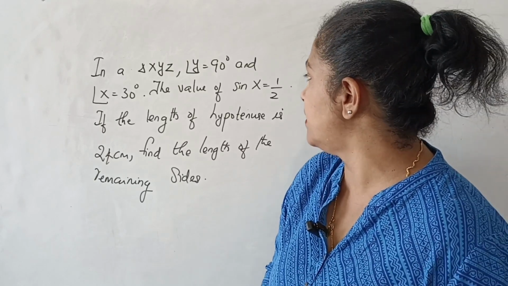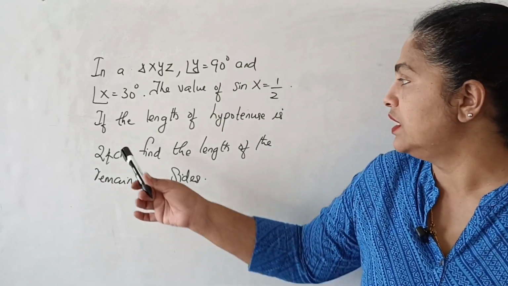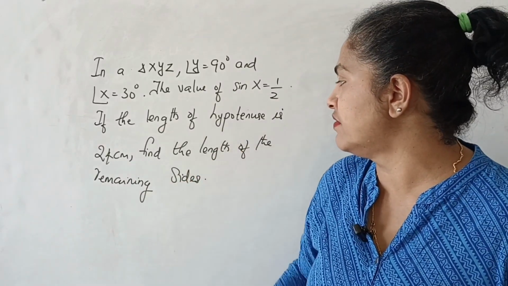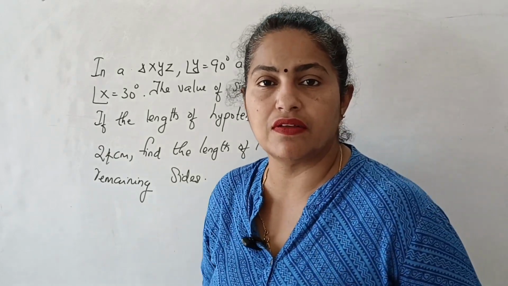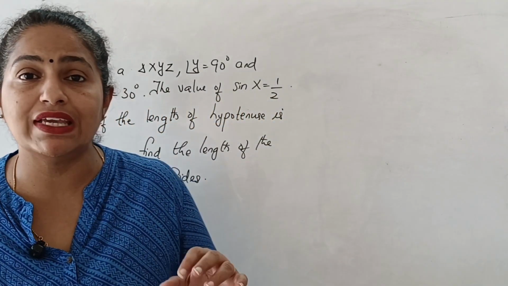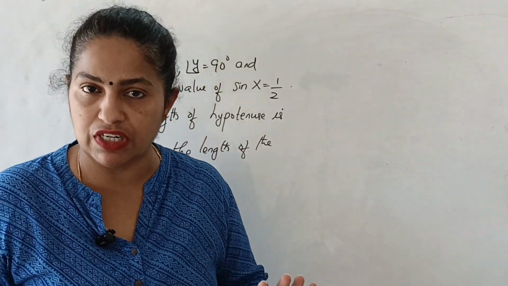In a triangle XYZ, angle Y is 90 degrees and angle X is 30 degrees. The value of sine X is given to us as 1 by 2. If the length of the hypotenuse is 24 centimeters, find the length of the remaining sides. So for starting this sum, we first need to draw a diagram so that we get a clear idea about what they have given in the question.